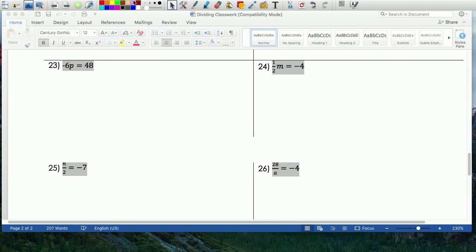Same thing here. I need negative 6 times a number to equal positive 48. Well, I know that a negative times a positive is a negative. So this has to be a negative number because a negative times a negative equals a positive. So we know that 6 times 8 is 48, and it has to be negative because negative times a negative equals positive 48. So that's my answer.